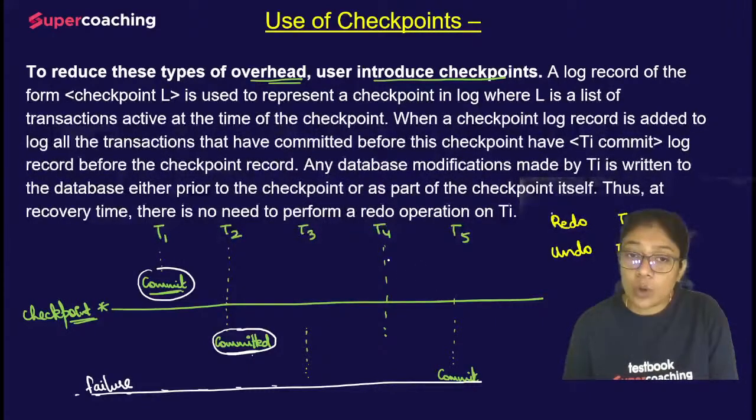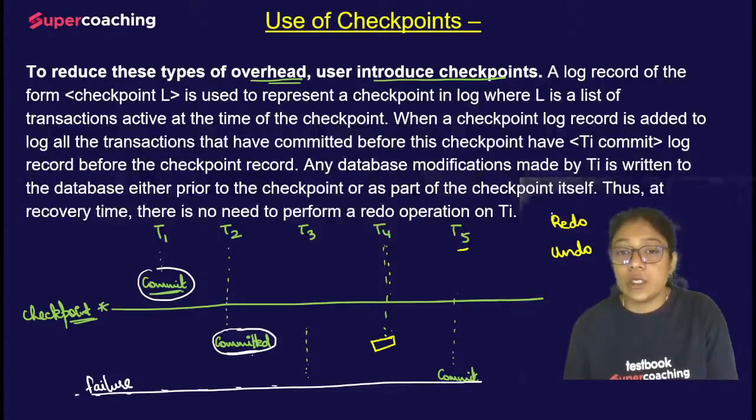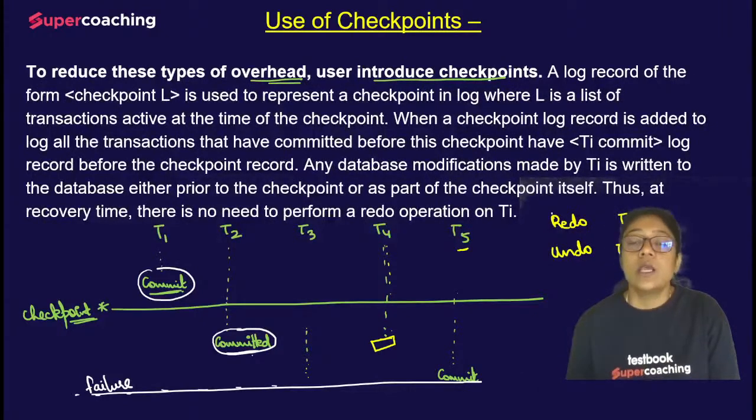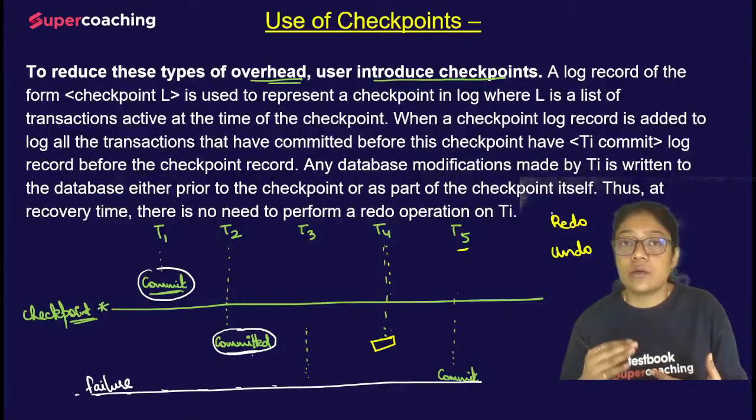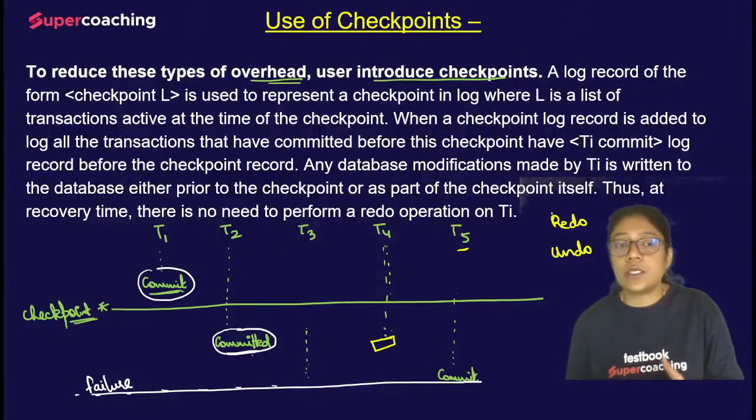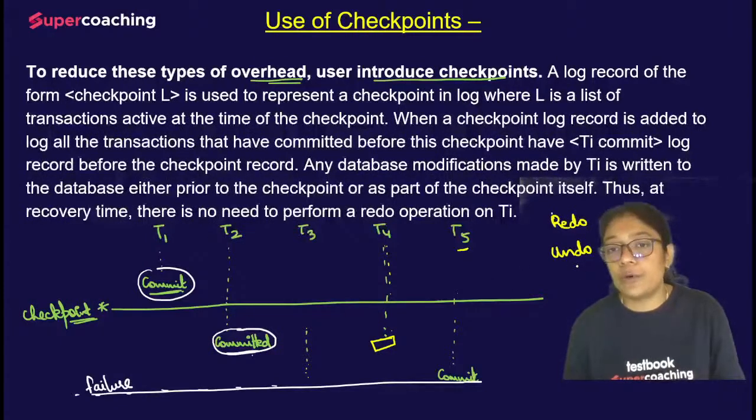Similarly, T4 was already executing before the checkpoint, but इसने भी कोई changes database में नहीं किए. That means we can undo this transaction. This transaction gets committed after the checkpoint, so definitely we need to perform the redo operation on T5. So in simple terms, if any transaction gets committed after the checkpoint, then we need to perform the redo operations on the operations of that particular transaction. And if any transaction does not get committed after the checkpoint, then for that we'll perform the undo operation.